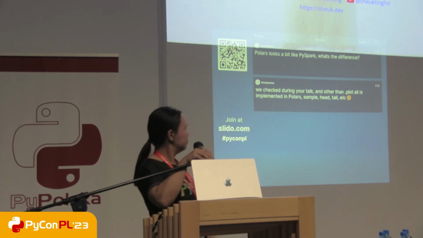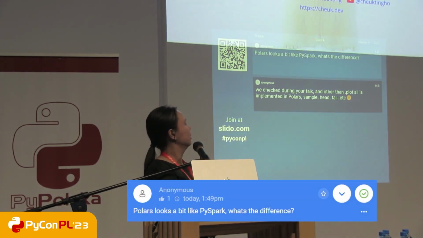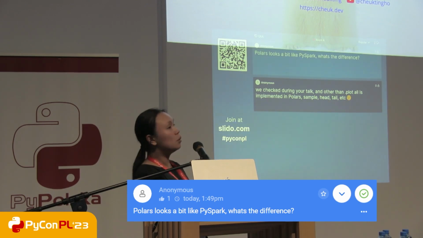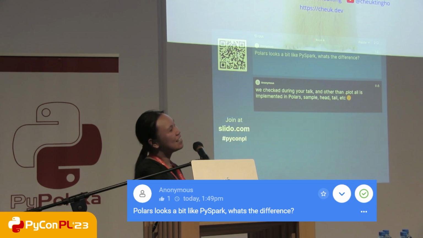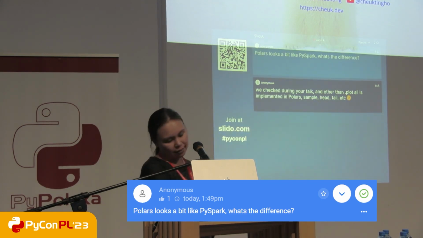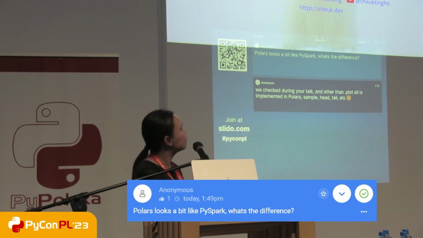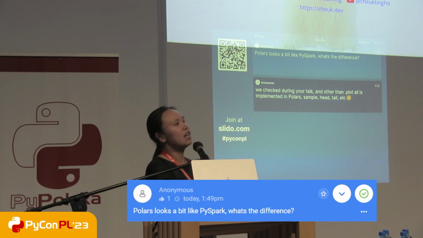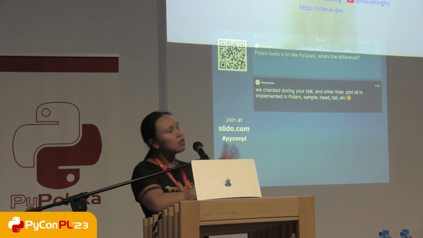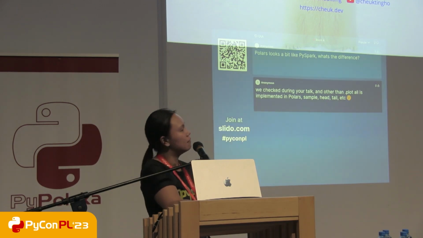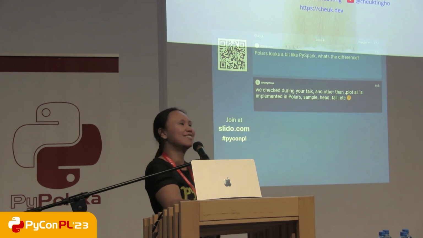The first one is, Polars looks a bit like PySpark. What's the difference? PySpark is Spark. It's not written in Rust. I may be wrong because I haven't used it that much personally, but I think it's more for streaming data. It's not exactly the same, so again, it depends on your use case. If you have a stream of data, then pick something that can stream your data. But Polars is designed to do data transformation in a very fast, performant and memory-safe manner.